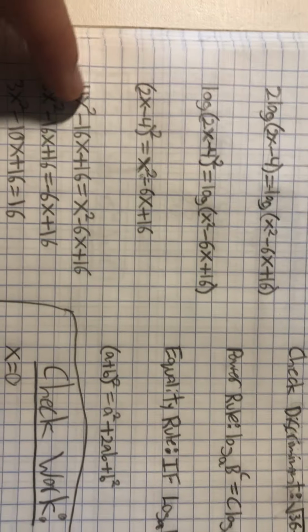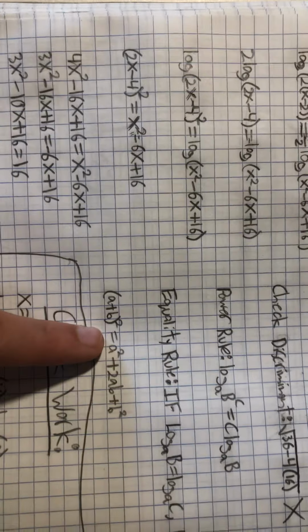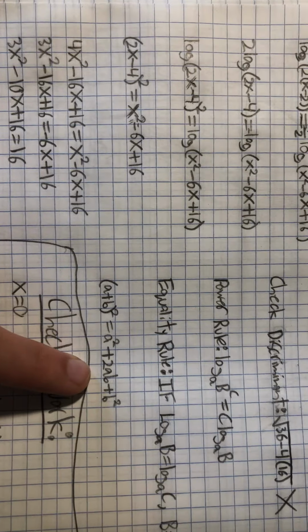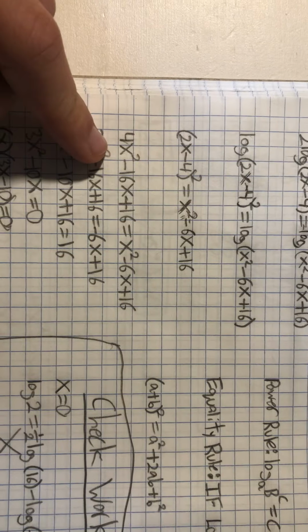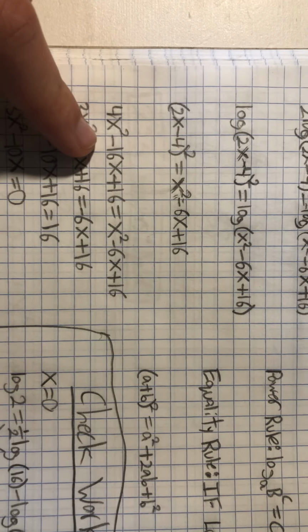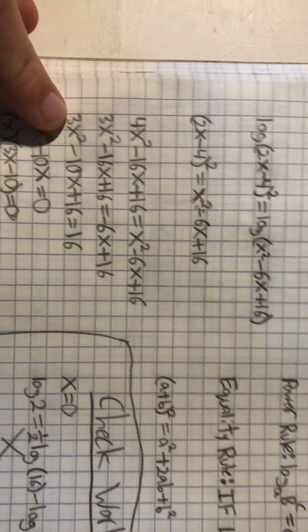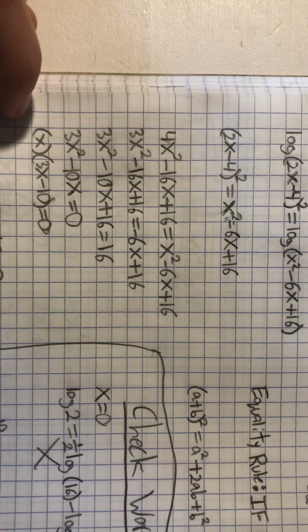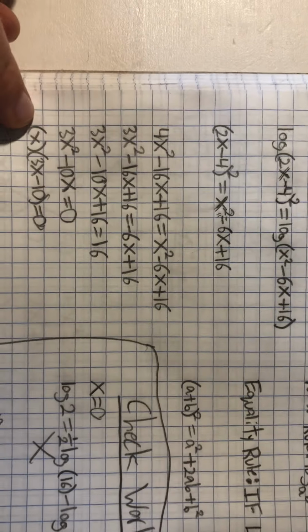I'm going to multiply this out. 4x squared minus 16x plus 16, right? a plus b squared equals a squared plus 2ab plus b squared, right? Pretty straightforward. So 4x squared minus 16x plus 16 equals x squared minus 6x plus 16. You can see each step, I do one at a time, but I get 3x squared minus 10x equals 0 if I put it all on one side.